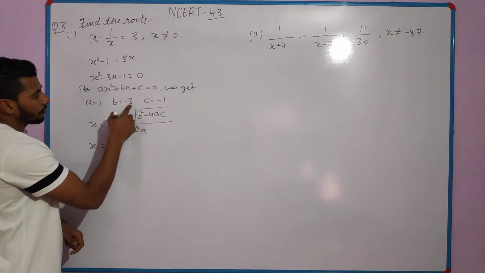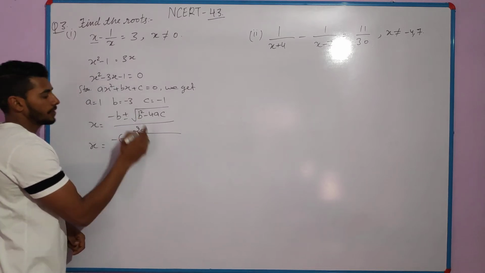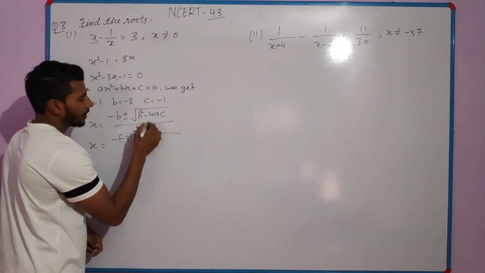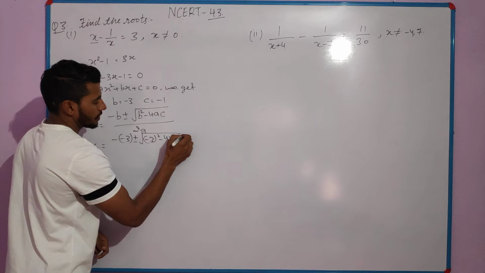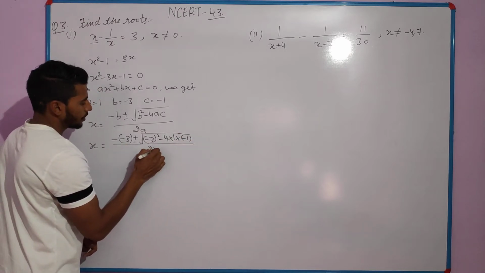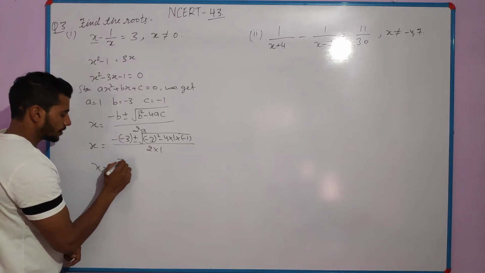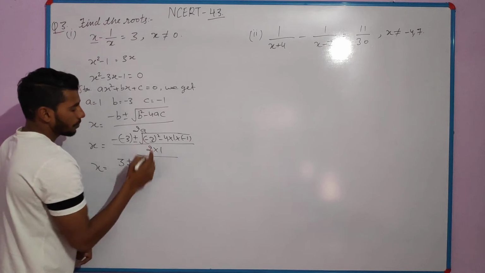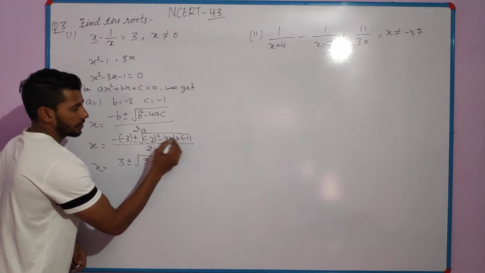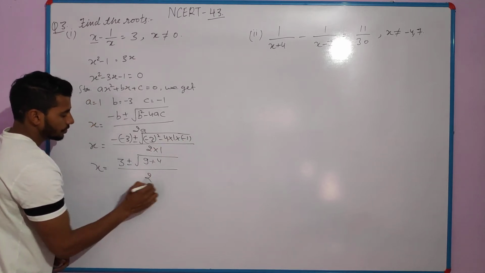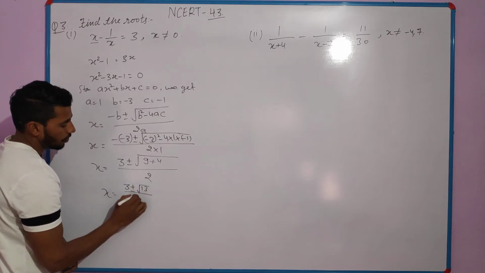So minus, and value of b is minus 3, plus minus square root of b square, means minus 3 square, minus 4 into, what's the value of a? 1, and c is minus 1, over 2 into what's the value of a? 1. So x is equal to, this becomes plus 3 plus minus square root of minus 3 square is 9, and minus minus becomes plus when multiplied, so 4, over 2. So x is equal to 3 plus minus square root of 13 over 2.